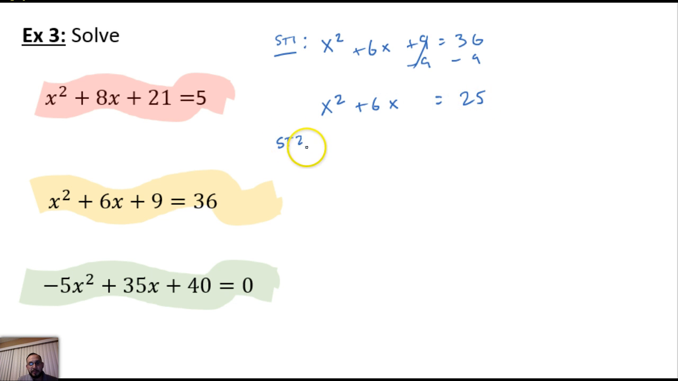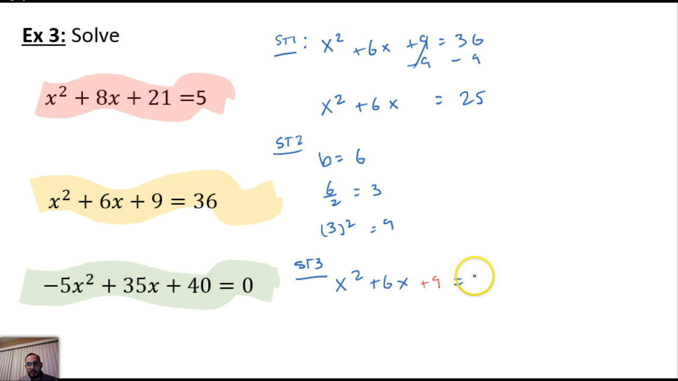Step 2, I need to get my b by itself. So b is equal to 6. I divide that by 2, I get 3. Then I square it, I get 9. I'm going to add that to both sides. So step 3 says to add to both sides, so I'm going to have x squared plus 6x plus 9 is equal to 25 plus 9. And remember, this 9 came from up here, from step 2.